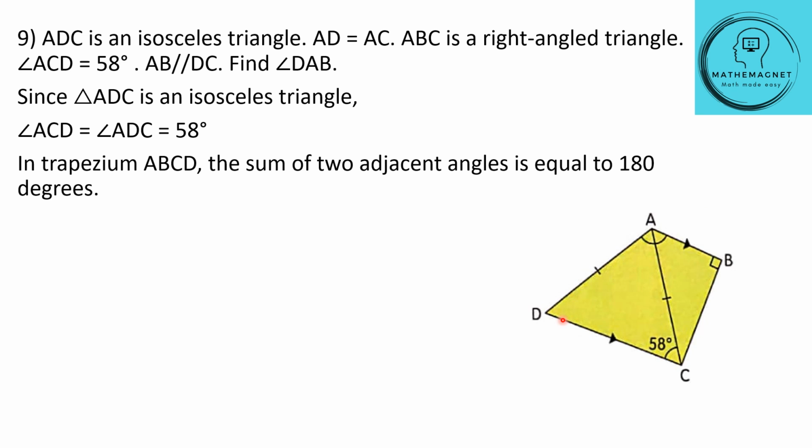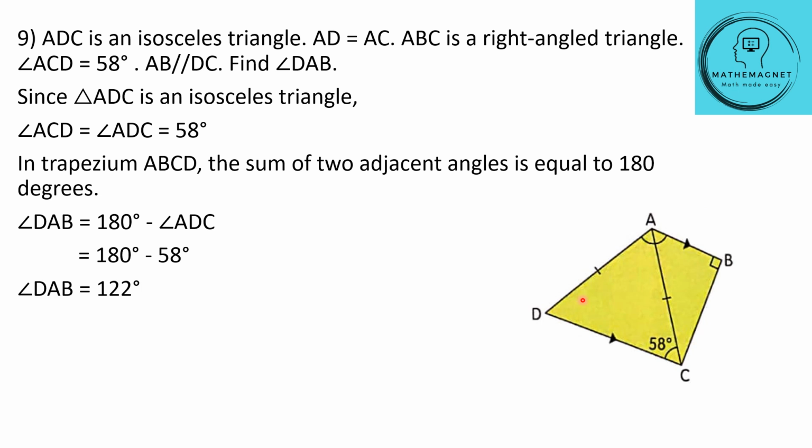The question is DAB. So we can say that in a trapezium, the sum of two adjacent angles will be equal to 180 degrees. So the sum of ADC plus DAB should be equal to 180 degrees, and we know ADC is equal to 58. So DAB will be 180 minus 58, which is equal to 122 degrees. So the unknown angle DAB is equal to 122 degrees.